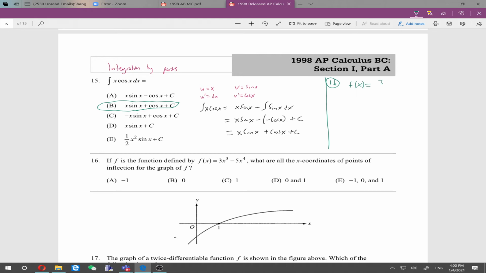F of x was 3x to the 5th minus 5x to the 4th. So what is f prime? 15x to the 4th power minus 20x cubed. And f double prime? 60x cubed minus 60x squared. Okay, in order to have a point of inflection, I must have a second derivative of 0 and change sign around that point.